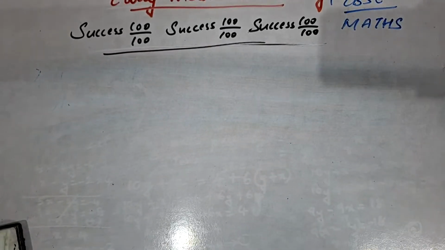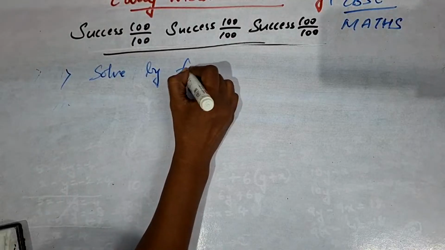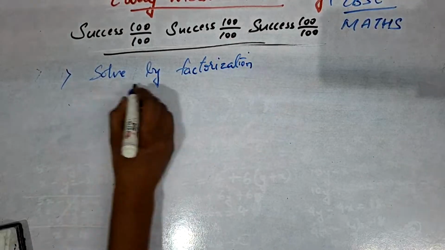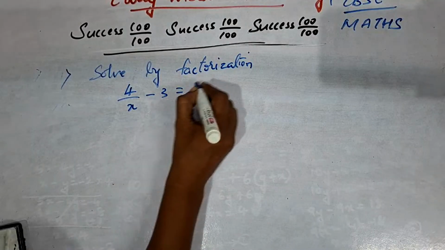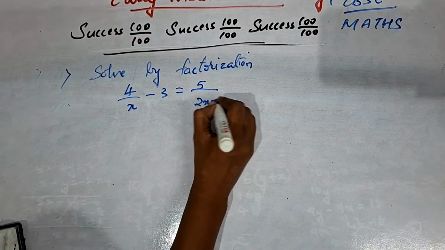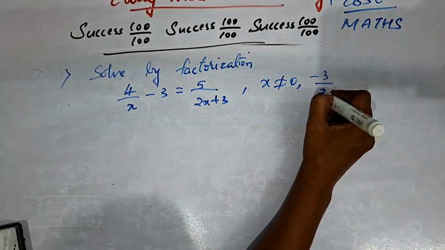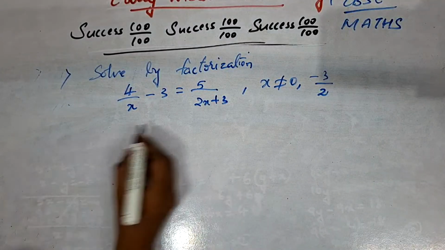Again, this is a very important question where students will go wrong with sign, and it is very easy. An easy question, that is factorization. Solve by factorization. The easiest question in your board exam. 4 by x minus 3 is equal to 5 divided by 2x plus 3, where x is not equal to 0 and minus 3 by 2. We have to solve this by using the factorization method.